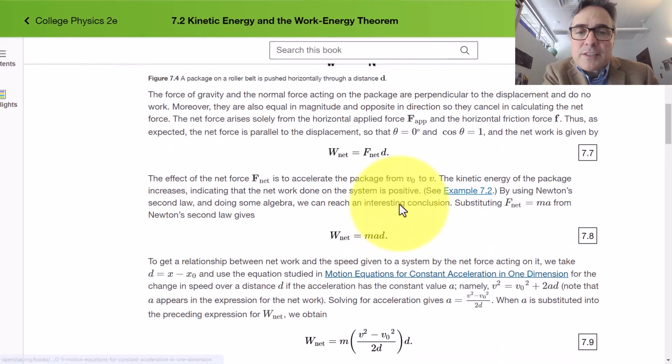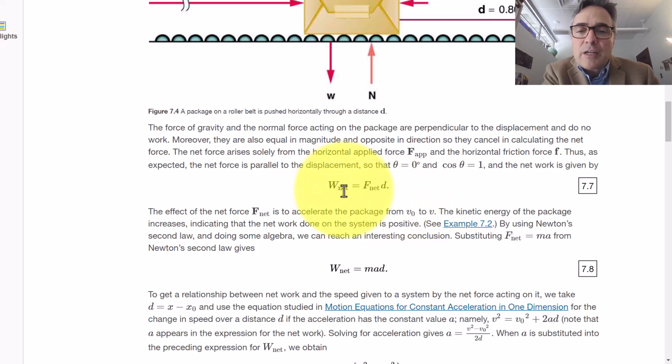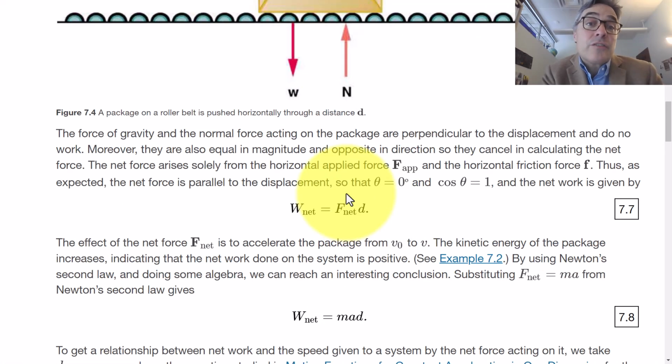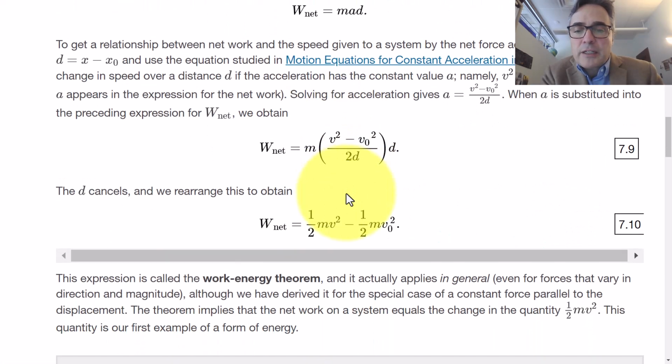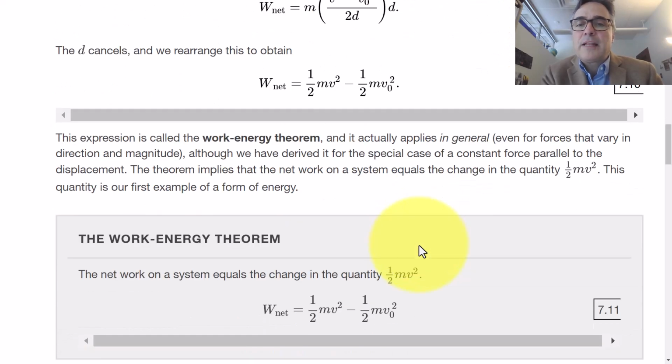But they motivate this definition of kinetic energy by thinking about work. And they talk about something called net work. So net work is the work done by the net force on an object. And it does always tend to change the speed of an object. And in fact, you can prove that the net work is equal to the final kinetic energy minus the initial kinetic energy.